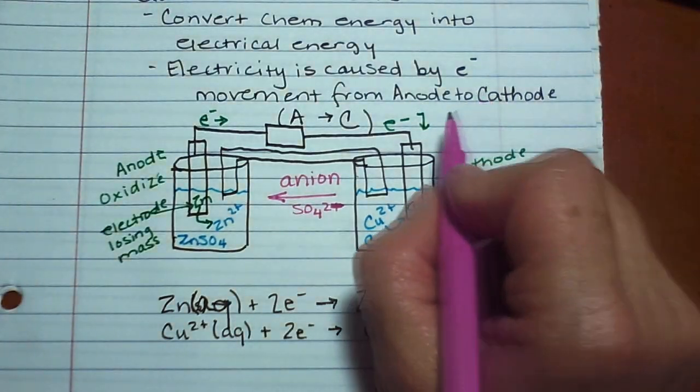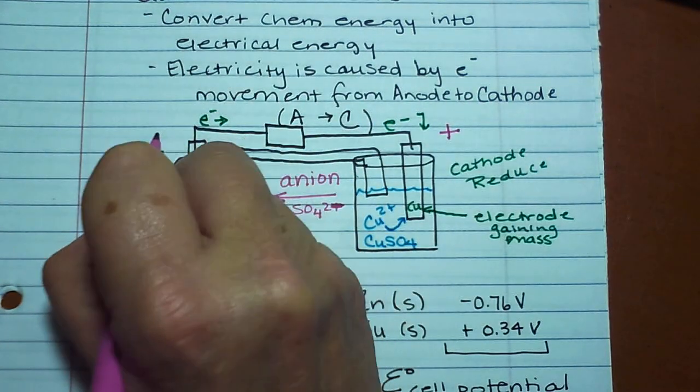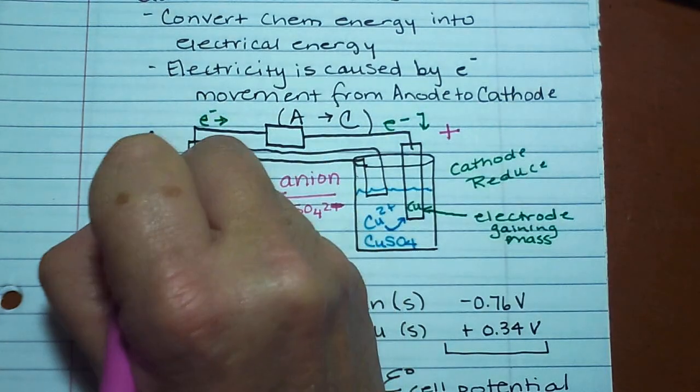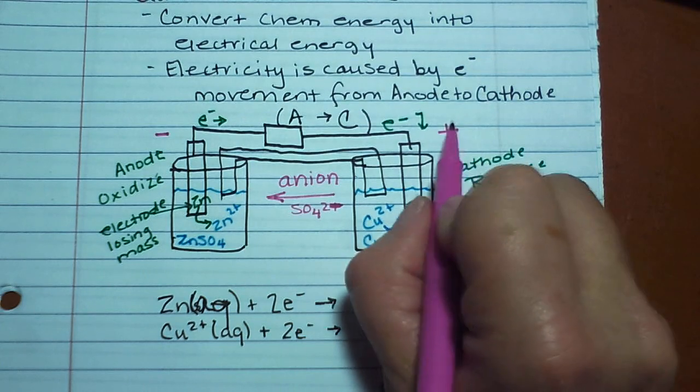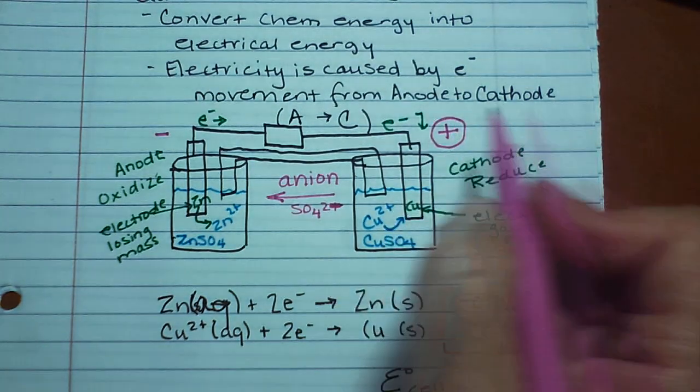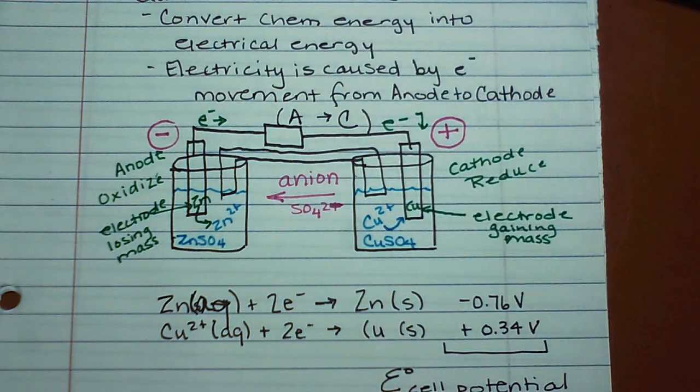Okay, so which one is positive and which one is negative? Well, the cathode is positive, and the anode is negative. How do we know that? Because the electrons are attracted to the cathode, and that's why they leave, because they're attracted to the positive cathode. All right? So the cathode is positive.